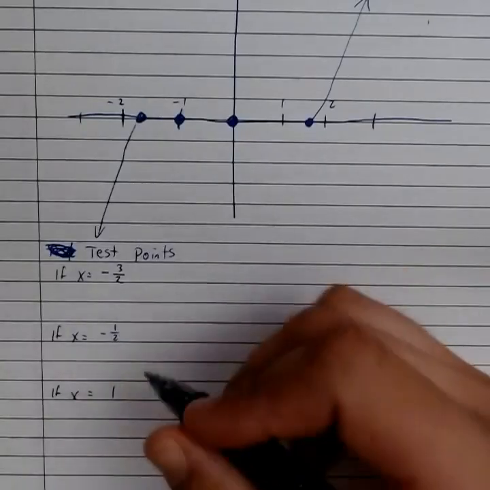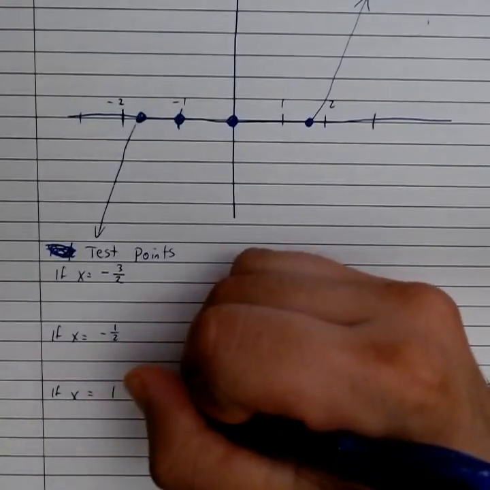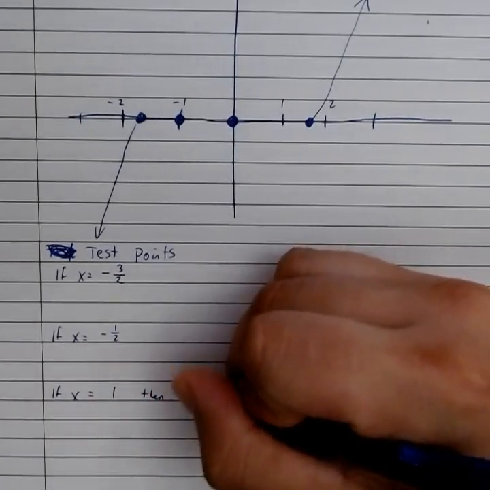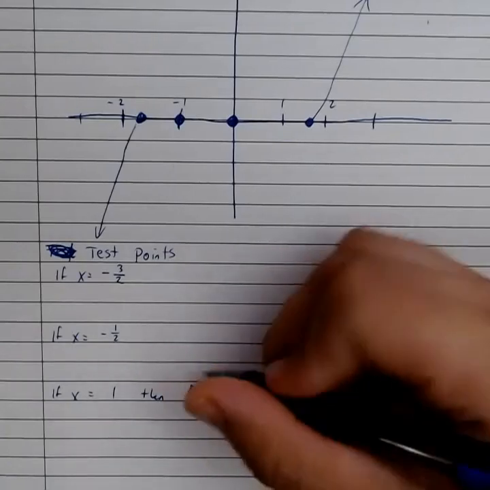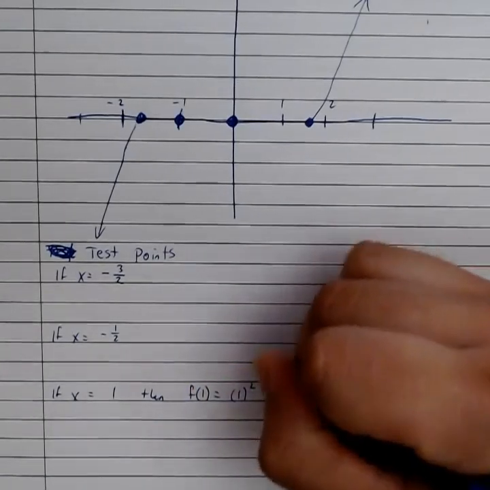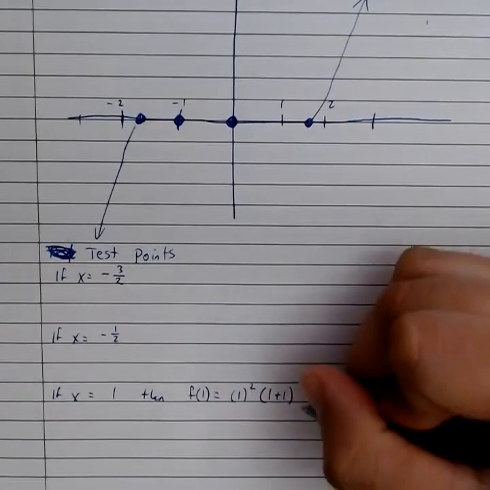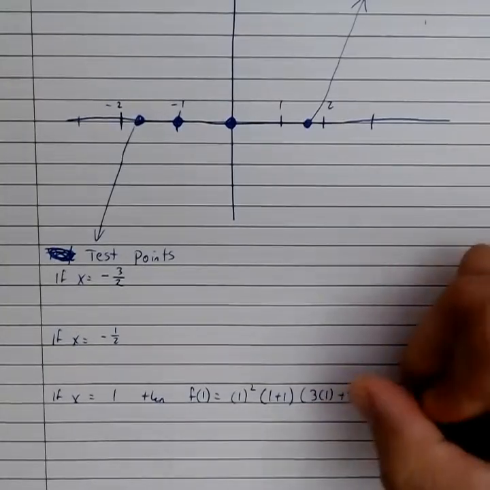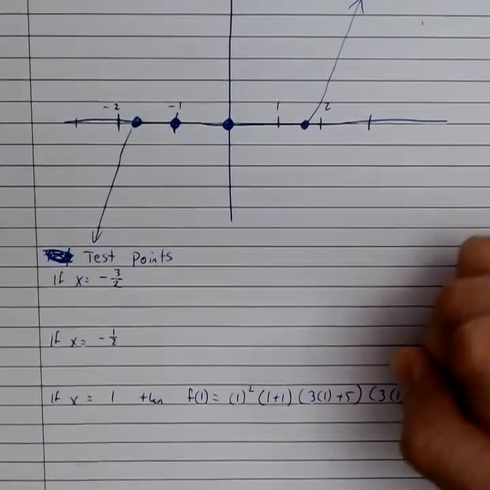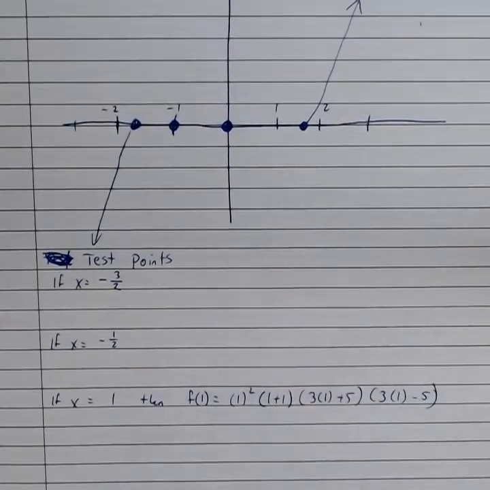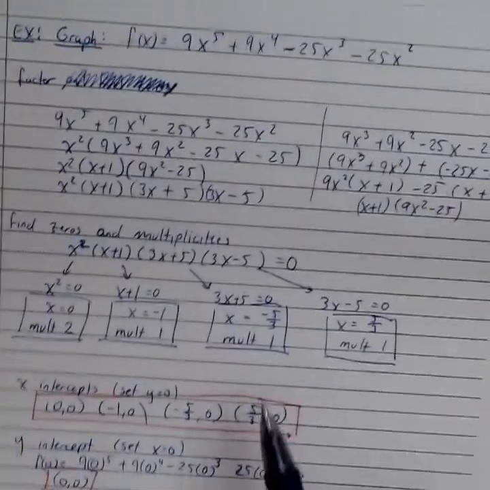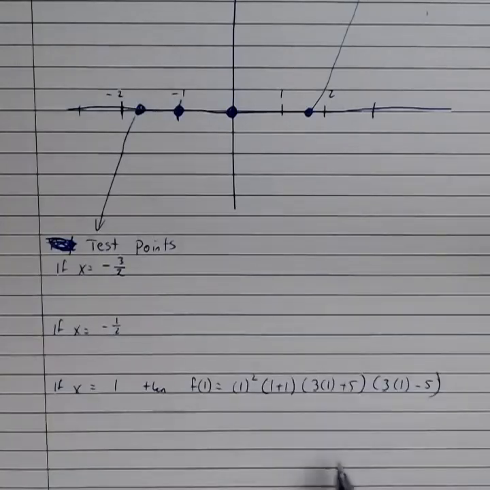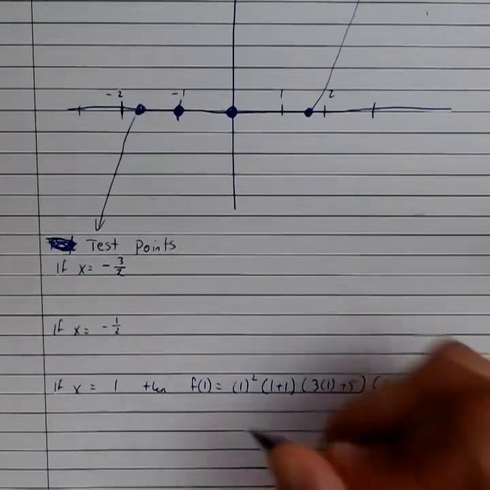All right, so if x is equal to 1, then f of 1 is equal to, well, let's see, that's going to be 1 squared times 1 plus 1 times 3 times 1 plus 5 times 3 times 1 minus 5. And again, all I did was I took this factored form, x squared, x plus 1, 3x plus 5, 3x minus 5, and wherever there was an x, I just plugged in a 1.